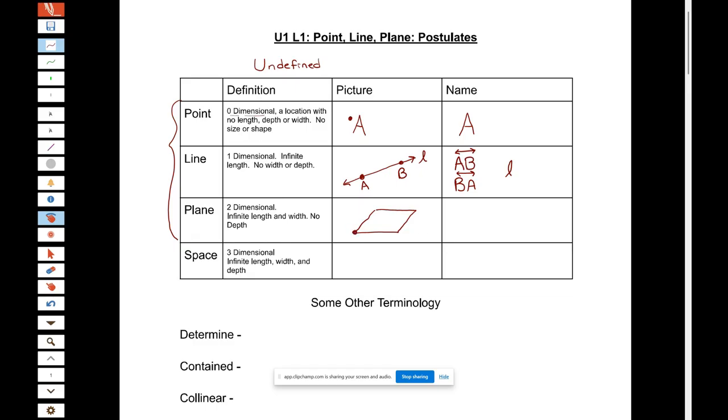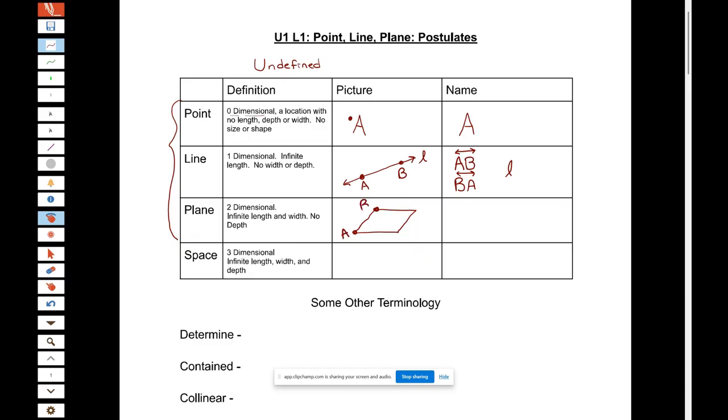It has no depth. So if you think about the closest thing we can get to a plane in our three-dimensional universe, it is a sheet of paper. A sheet of paper has length and width, but it also has a depth because if it didn't have a thickness, which is very, very, very thin, it could not exist in our three-dimensional universe. So planes don't technically exist, but we use them to model things.